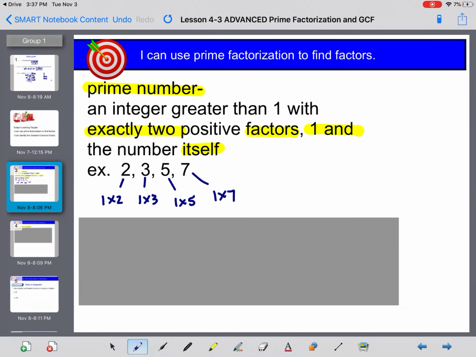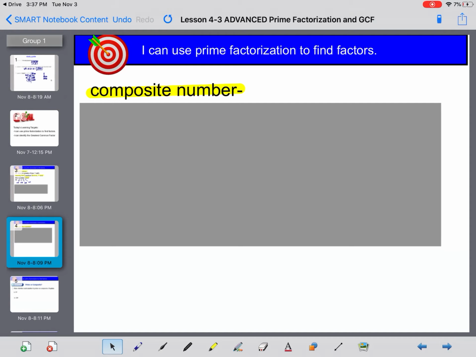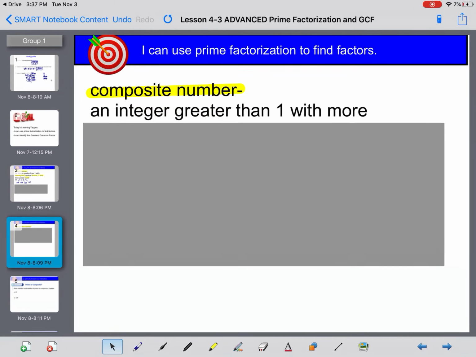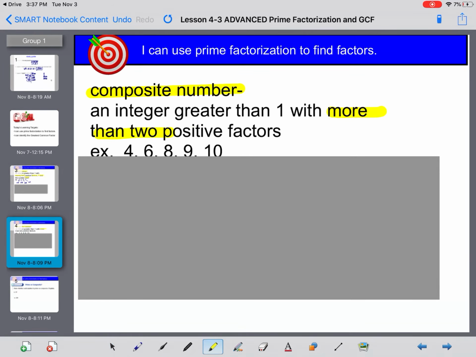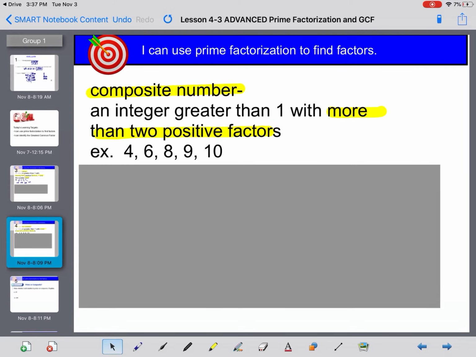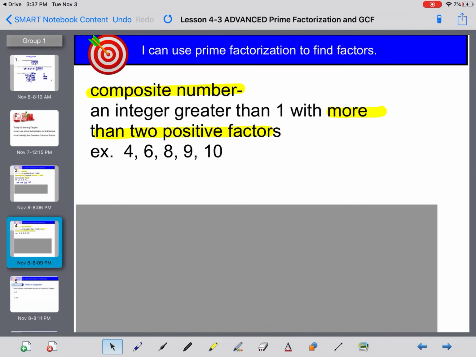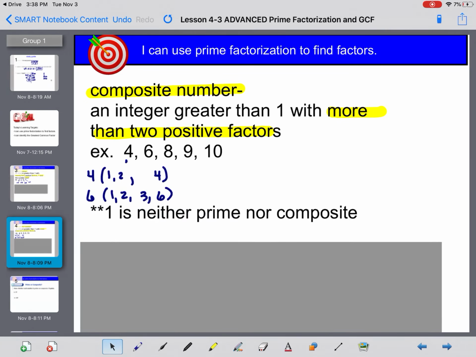As opposed to a composite number, which is the opposite of prime. A composite number is an integer greater than 1 with more than 2 factors. Here are some examples: 4, 6, 8, 9, 10. 4, for example, has the factors of 1 and 4 and 2. 6 has the factors of 1 times 6 and 2 times 3. See how there's more than just 1 and itself? And the same is true for 8, 9, 10.